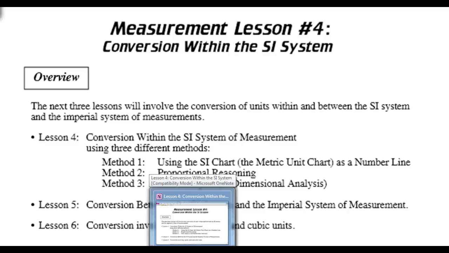Hi everybody, and welcome to lesson 4 of our measurement unit. Today we're going to be looking at conversions within the metric system. So let's jump right into it.